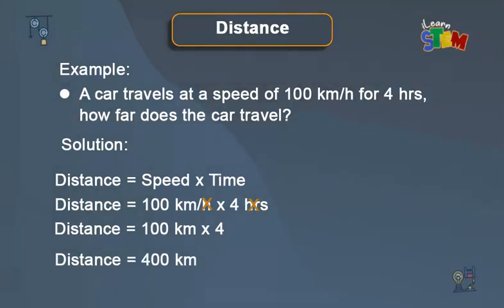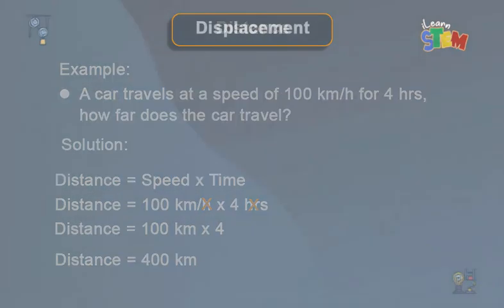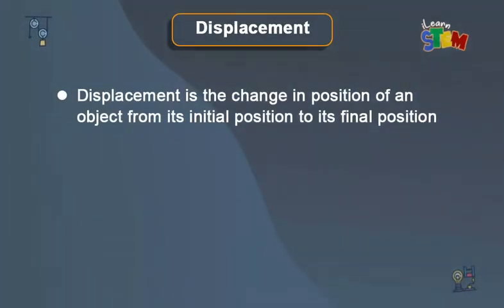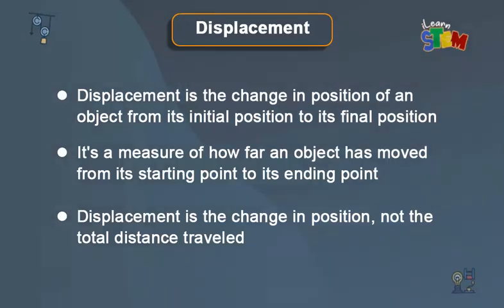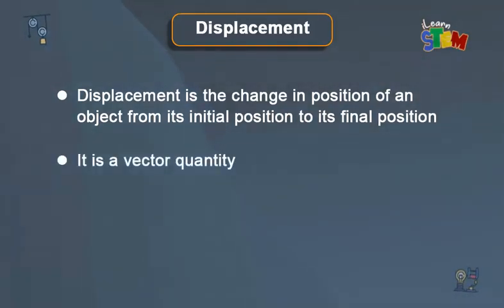Next, we are going to talk about displacement. Displacement is defined as the change in position of an object from its initial position to its final position. It's a measure of how far an object has moved from its starting point to its ending point. Displacement is the change in position, not the total distance traveled. It is a vector quantity, which means it has both magnitude and direction.